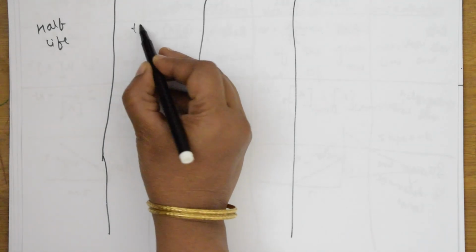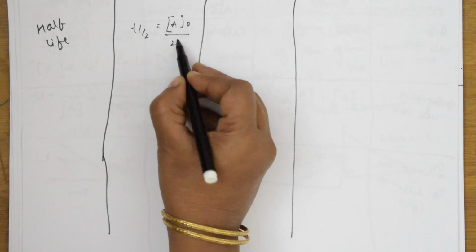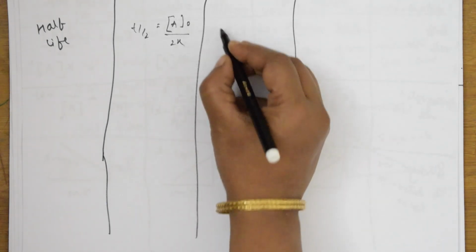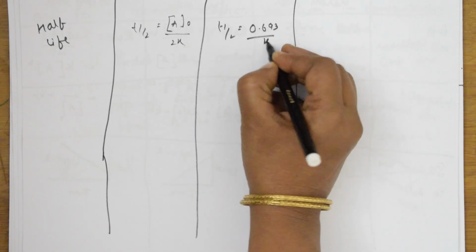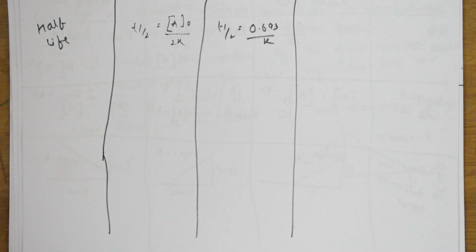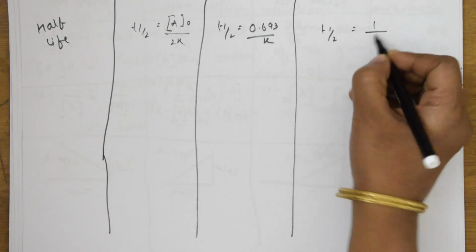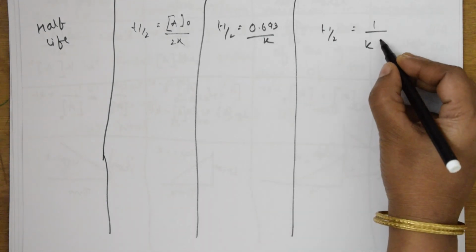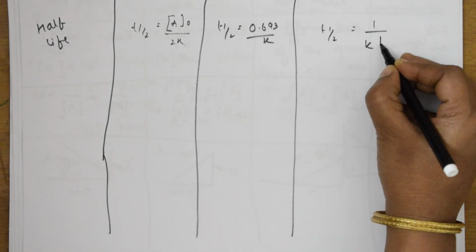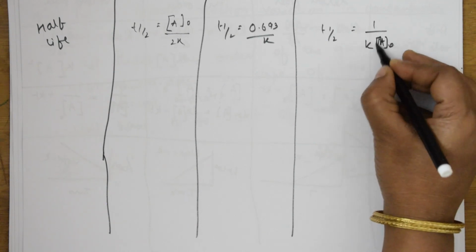So for this zero order, half-life is equal to A naught by 2K. For the first order, t half value is equal to 0.693 by K. For the second order, t half is equal to 1 by K A naught. Yes, it is K, and this one is your concentration, A naught. Done.